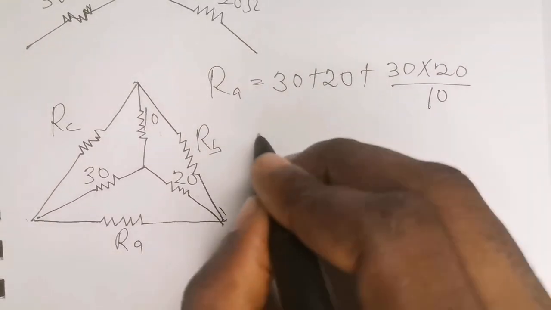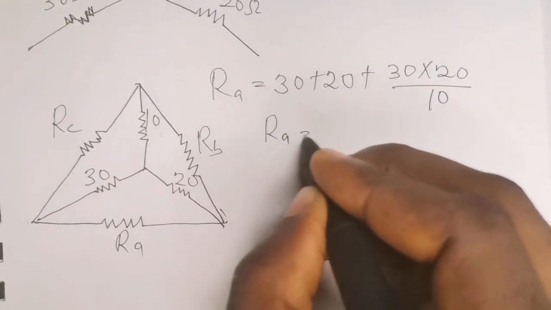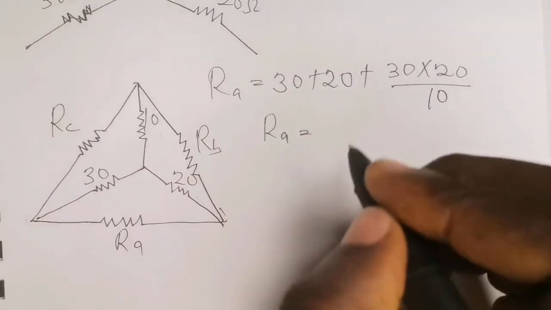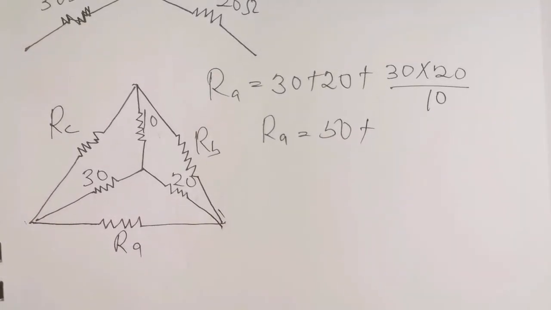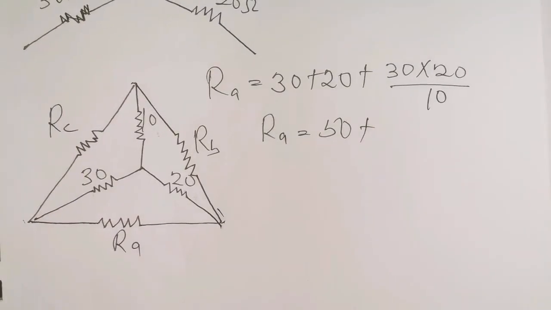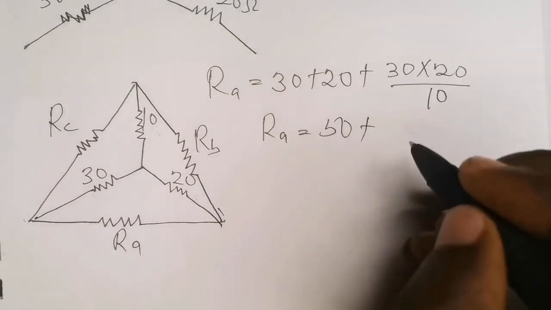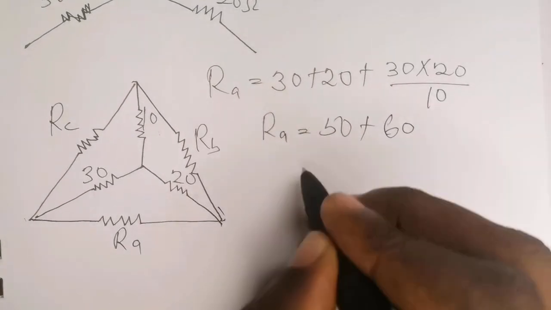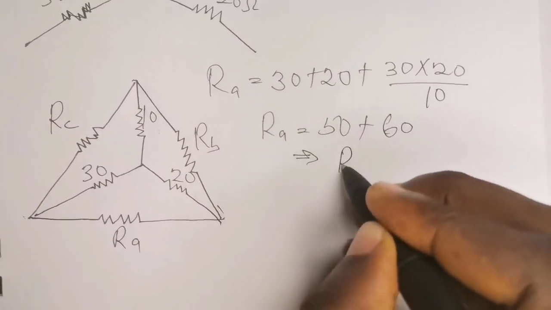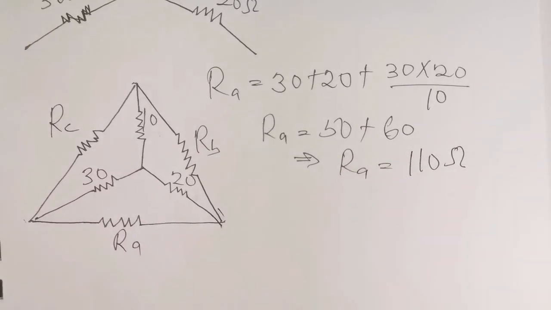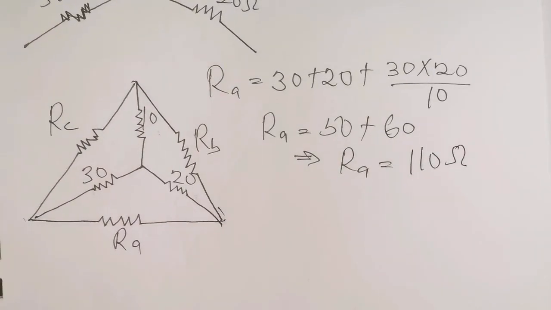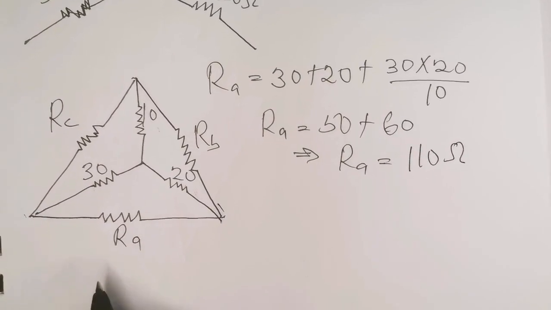Whatever value you obtain here becomes your RA. This is equal to 30 plus 20, which gives us 50, plus 30 times 20 divided by 10, which simply gives us 60. So this implies that our RA is actually 110 ohms. The value of RA has been found.